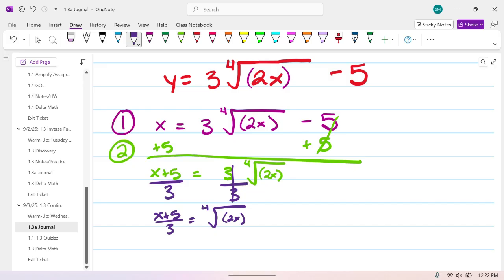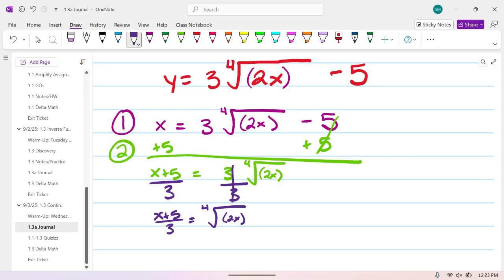Now, the next step, we're treating the root like an exponent, because technically you can rewrite a root as an exponent. Think about this carefully. If I have a fourth root, what undoes a fourth root? Think about the exit ticket from yesterday. What undid a seventh root? If you raise it to the what power? 7. So what do you think undoes a fourth root? If you raise it to the fourth power.